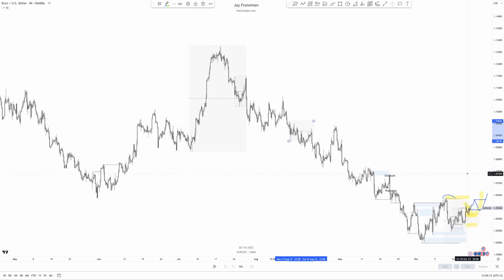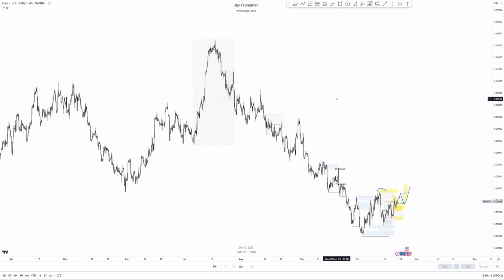And I just want you to keep practicing this and following it through yourself to start seeing it on the live charts.